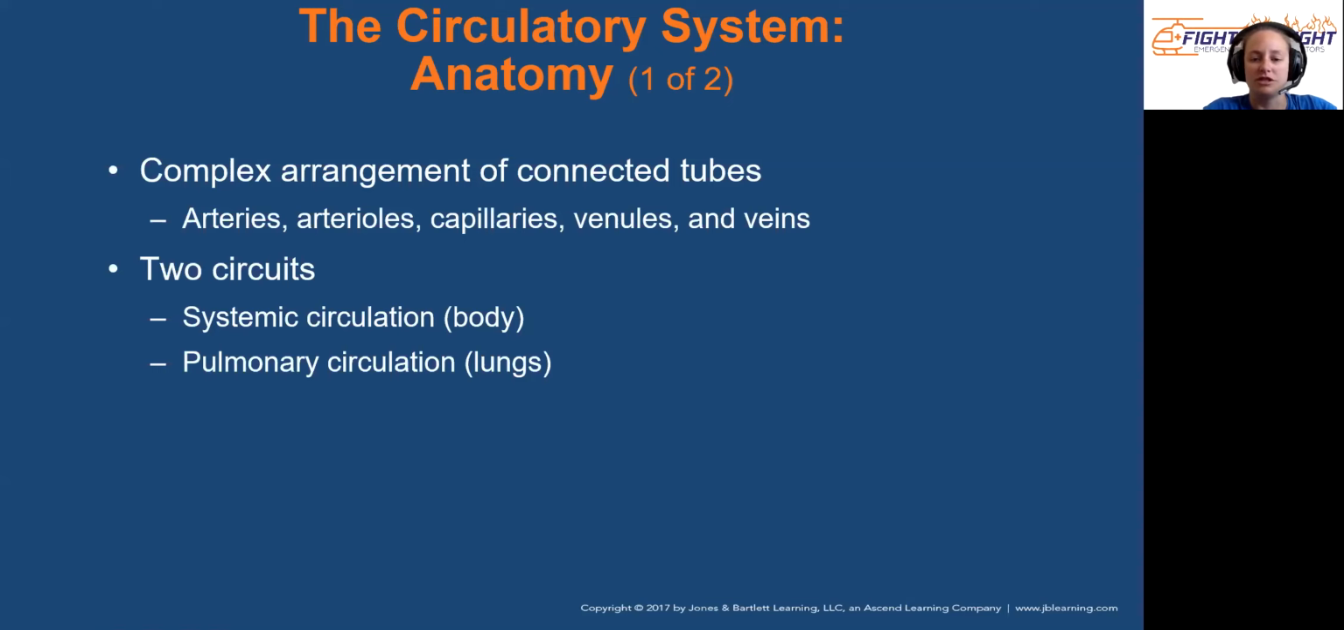So venules are the smallest veins, and they just get a little bit bigger as they connect to each other, and they eventually become veins. And the veins are the big things that come back to your heart. So we have two circuits of fluid moving around. We have the systemic circulation, which is going around the body. So that's kind of what I just described.